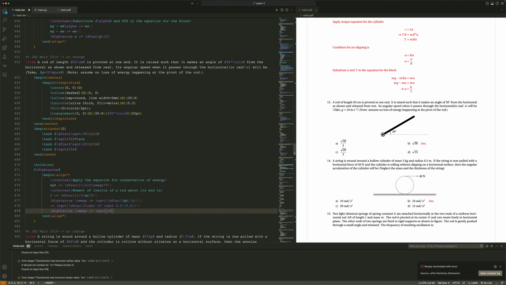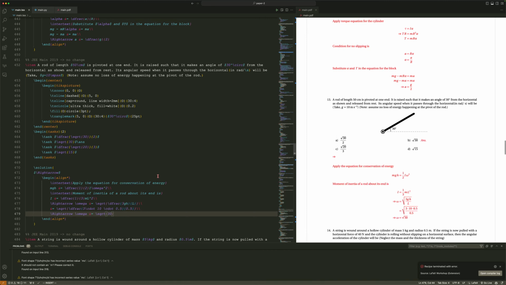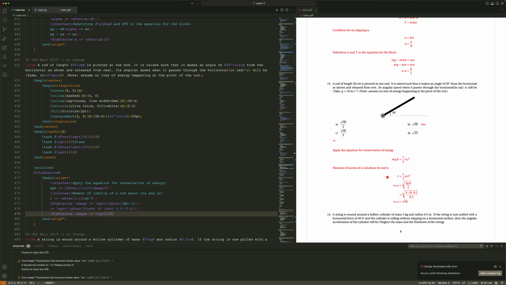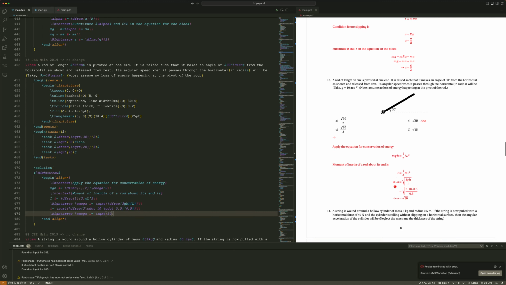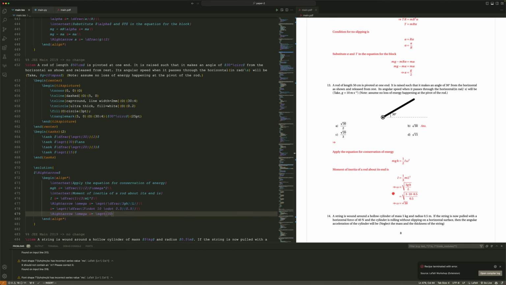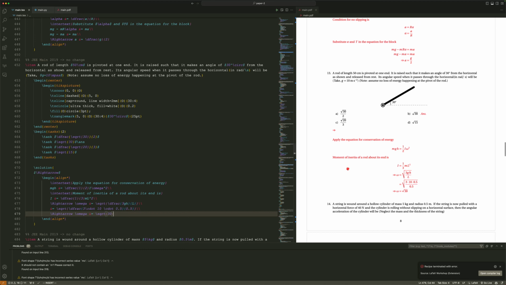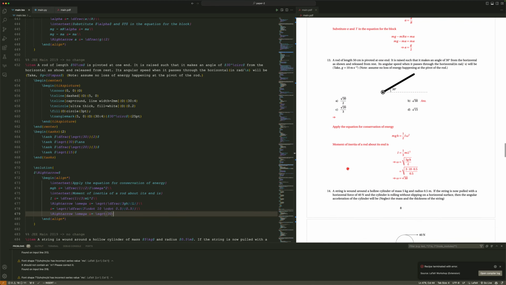So let's run it first. I think Copilot is good here. Apply the equation of conservation of energy, mgh equals half I omega squared. That's absolutely correct. I is equal to 1 by 3 ml square because it's a rod. I think it just eliminated everything and solved directly. Not wrong, but steps are missing. It doesn't matter, let's accept it for right now. Yeah, it's correct.